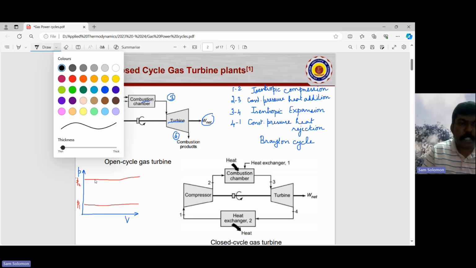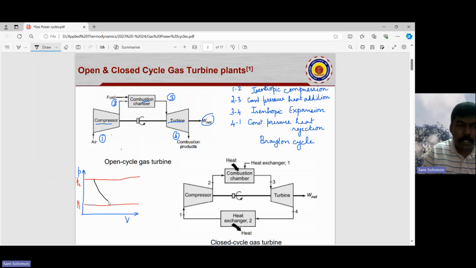The first process that we have here is the compression process. That is isentropic compression, process 1-2. Then the second process is constant pressure heat addition. That is going to be 2-3. And then we have 3-4, which is expansion, and that is going to be isentropic expansion. And then what we have here is constant pressure heat rejection. So that makes your Brayton cycle in the PV diagram.